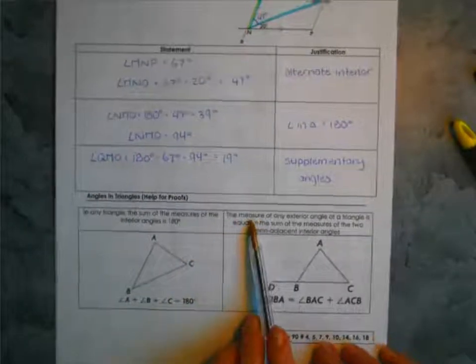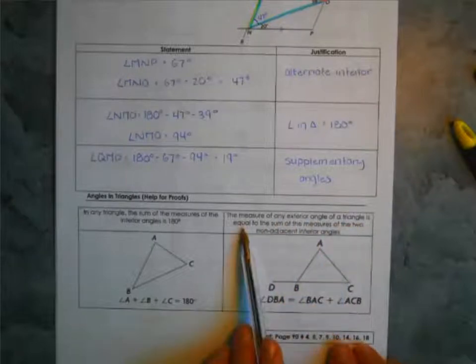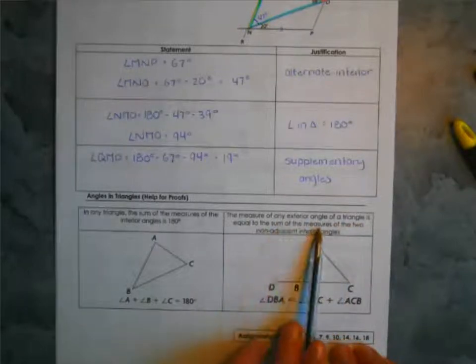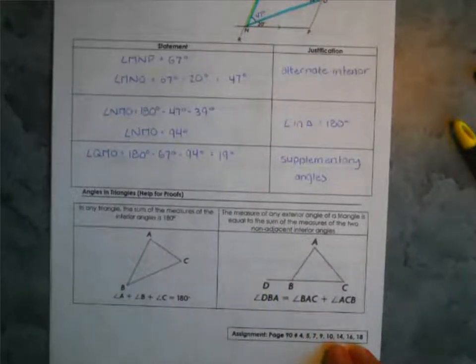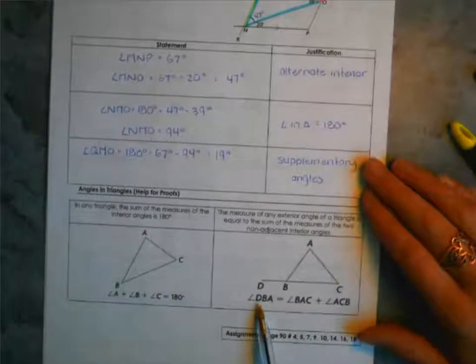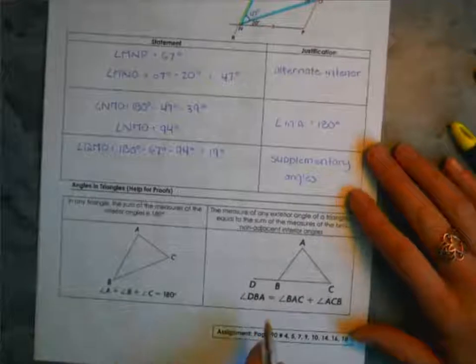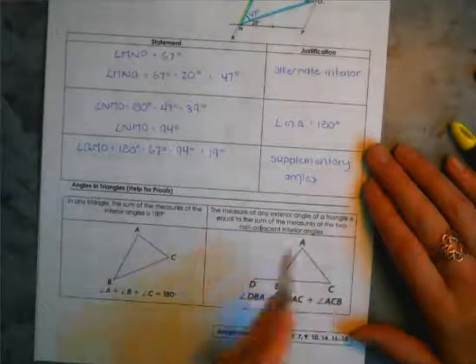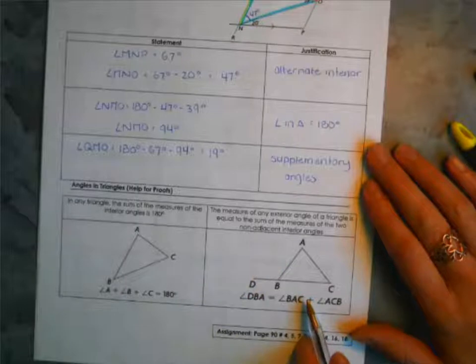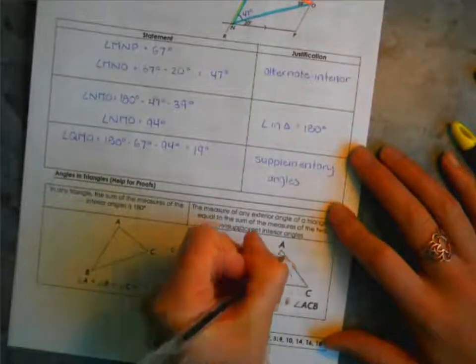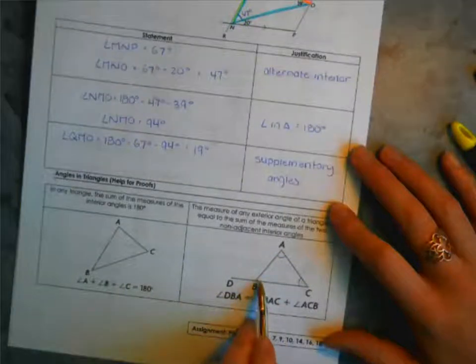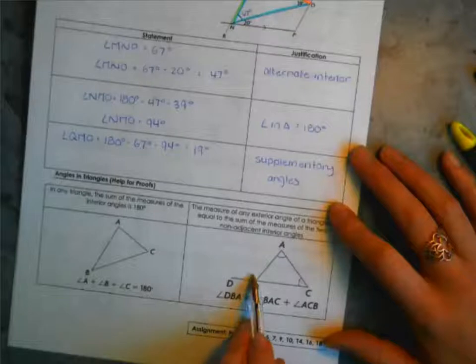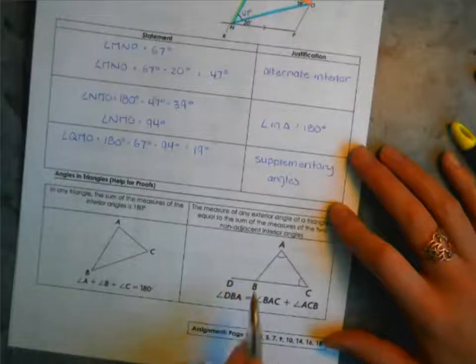Now the other component here is that the measure of any exterior angle of a triangle is equal to the sum of the measures of the two non-adjacent interior angles, which is something that we haven't done calculations with really, but it is a good thing to know. So basically what we're saying is we have non-adjacent interior angles. If we look at this triangle, see if you can identify which ones are non-adjacent interior angles. Well, you should have guessed A and C, because they are angles that are inside the triangle that are not connected to any exterior angle. Angle B here has this angle making it supplementary, so it cannot be a non-adjacent.